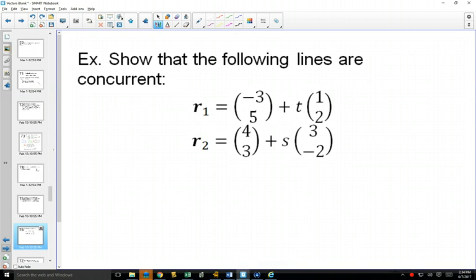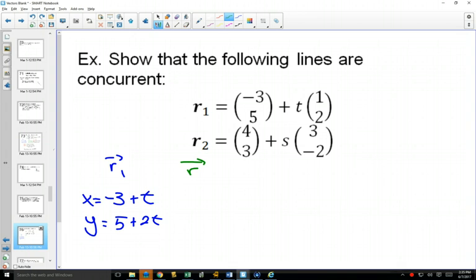So what does that look like? Well, again, we're going to set up our parametric equations. Here's R1. I'll color code it like I did before. So I'll do R1. The x coordinate would be -3 plus t. The y coordinate would be 5 plus 2t. R2, your x coordinate's 4 plus 3s. Your y coordinate is 3 minus 2s.